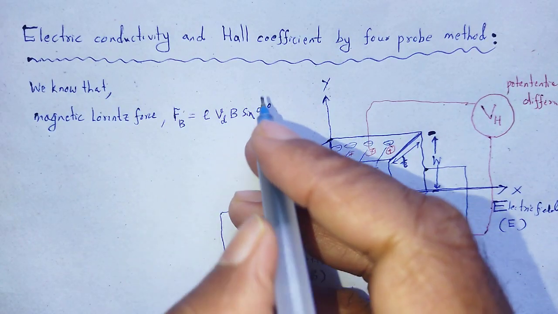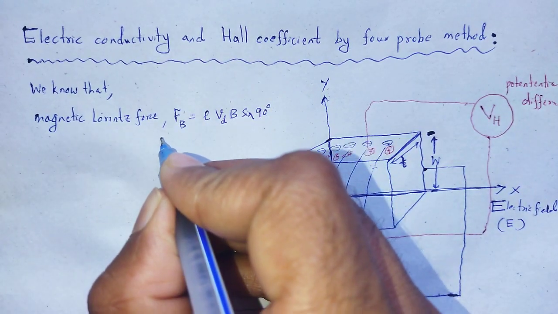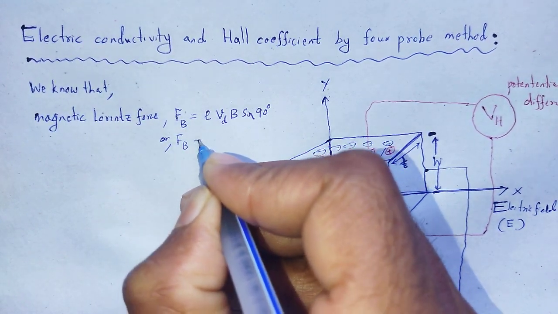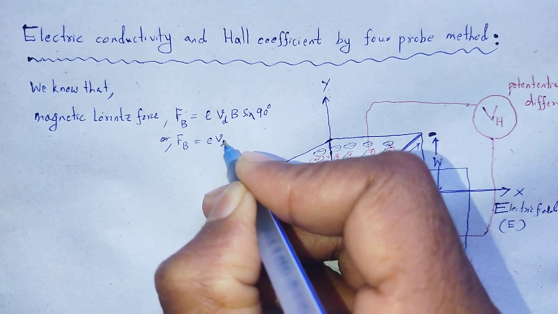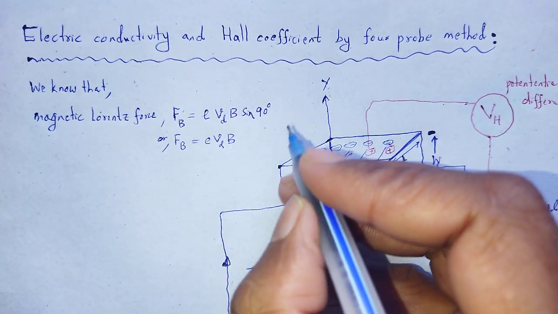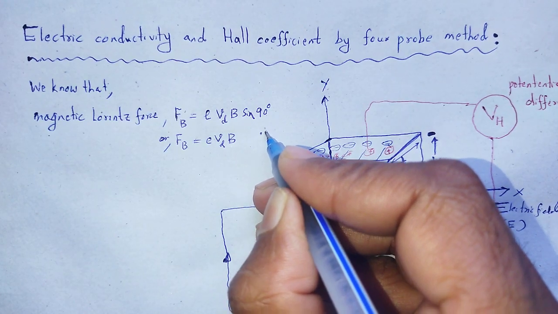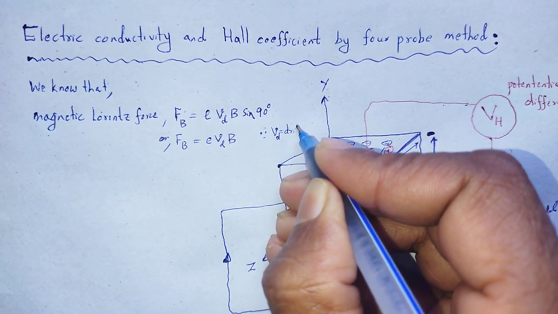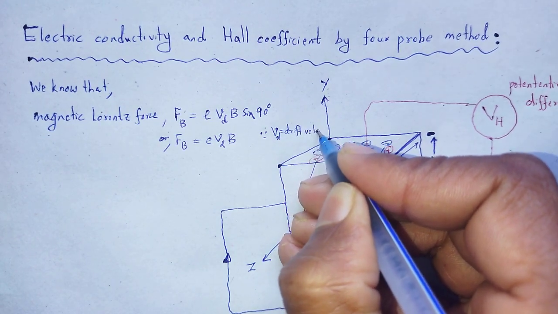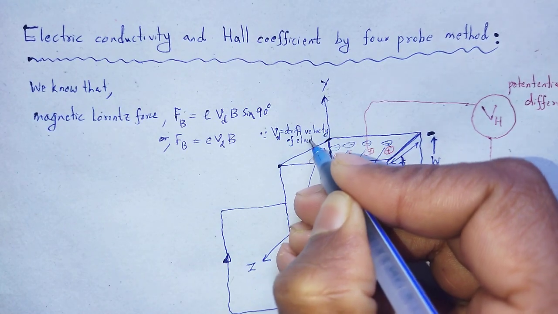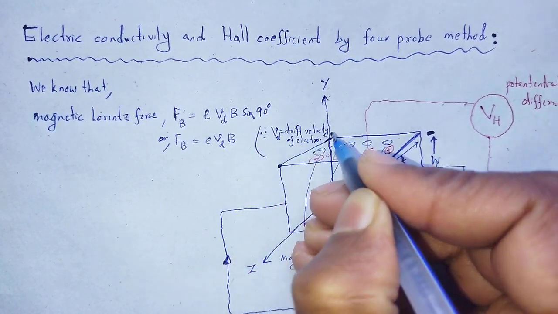Vd is the drift velocity of the electron. So the magnetic Lorentz force is F_B = e Vd B sin 90.